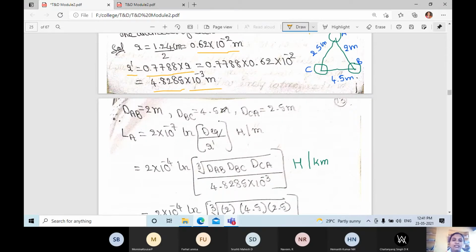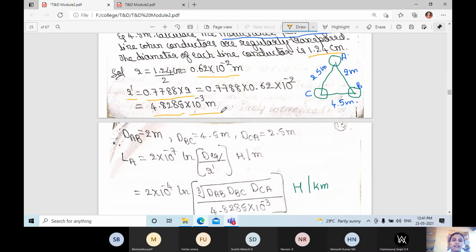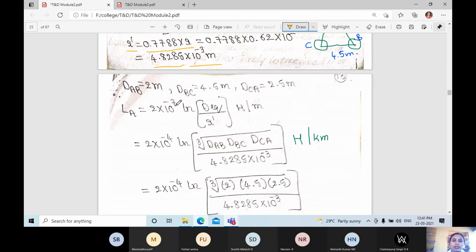DAB is 2 meter, DBC is equal to 4.5 meter, DCA is equal to 2.5 meter. If they have not given the diagram, we need to consider it for understanding purposes. LA is equal to 2 into 10 to the power of minus 7 ln D equation divided by r dash Henry per meter. They have converted into Henry per kilometer, so 2 into 10 to the power of minus 4. If you multiply by 1000 you get the same thing. 2 into 10 to the power of minus 4 ln cube root of DAB, DBC, DCA divided by the r dash value they have substituted.